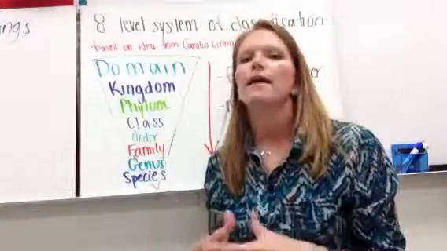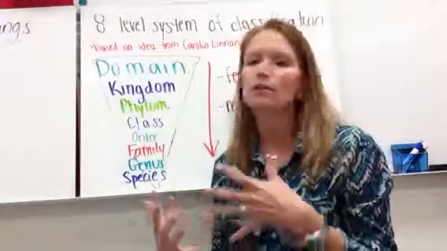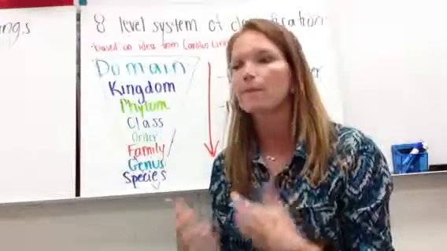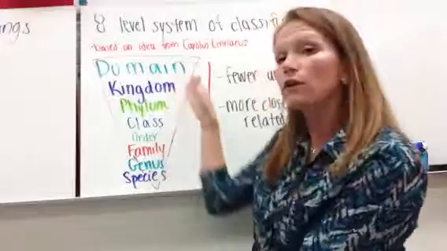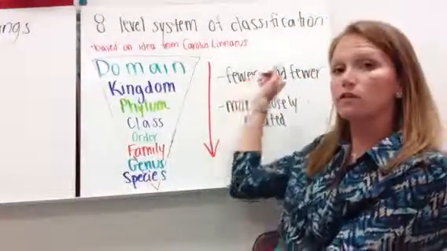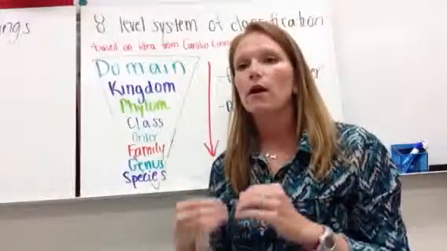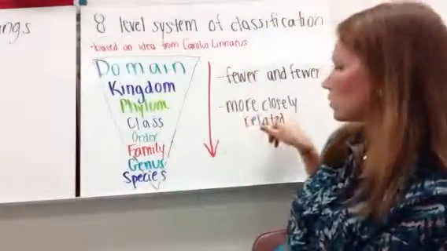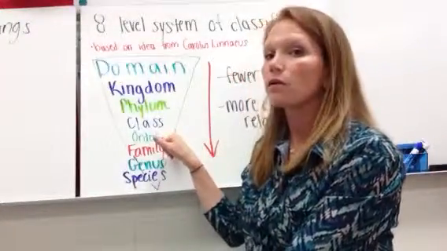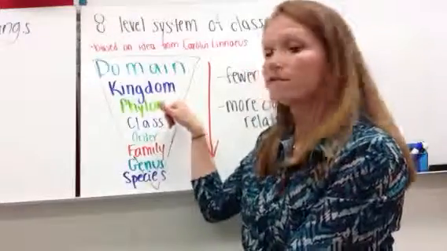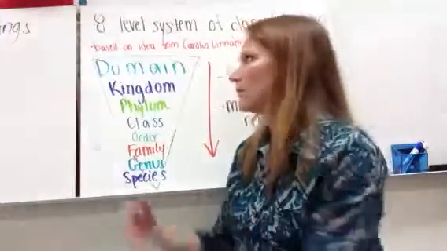And the reason for that is because, remember, why we're classifying these is to see the relationships among organisms, how closely related they are. And so as you work your way down this triangle, as you go from domain to species, there are fewer and fewer animals, or living things in general. And the reason that there are fewer and fewer is because they become more and more closely related. So things within the same order are more closely related than things within the same phylum. And as they get more and more closely related, obviously there are less and less of them.